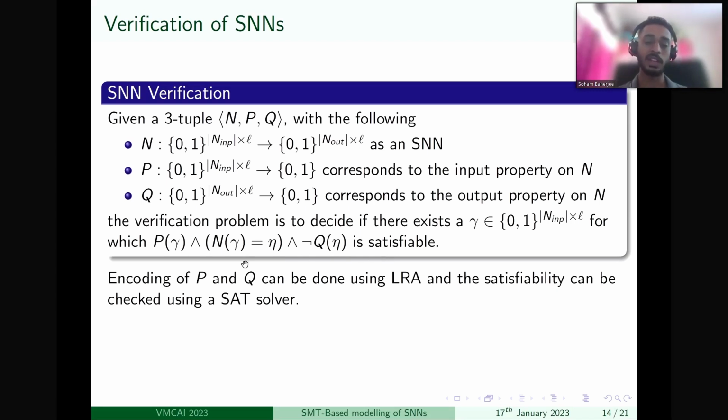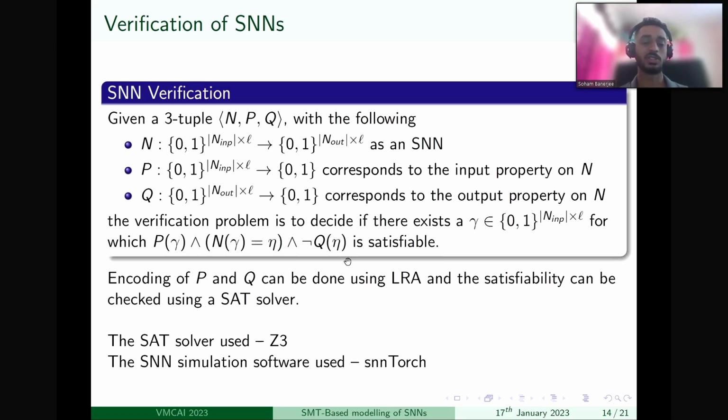The encoding of P and Q can be done using LRA, similar to that of the neural network. And then the entire formula, which is now in an LRA form, can be given to a SAT solver, which can then check the satisfiability of this formula. In the context of this work, the solver we have used is Z3, and to simulate SNNs on traditional hardware, we have used snnTorch.